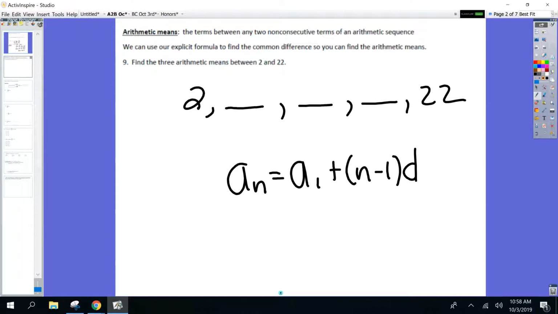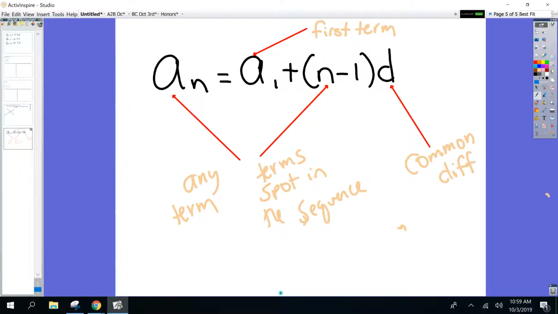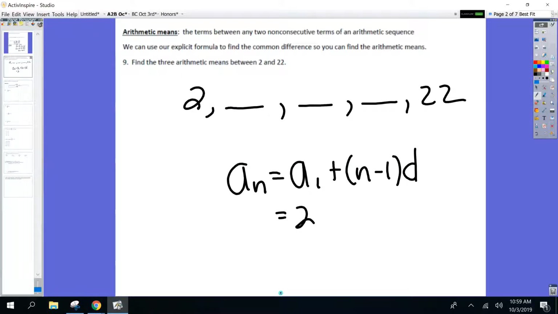All right, so I need D. I need N, A1, and AN. Easiest one to start with probably is the first term, which would be what for us? Good. Okay, go back to my spiel at the beginning. What's AN again? Any term other than the first one, obviously, because I have a spot for that. So any other term in the sequence but the first term. Got that number for me? What, Jenna? 22. So 22 equals 2 plus.